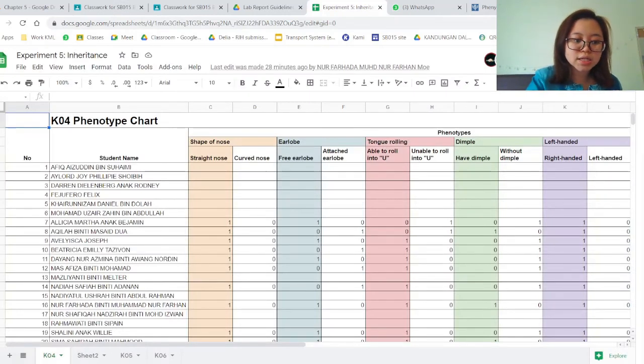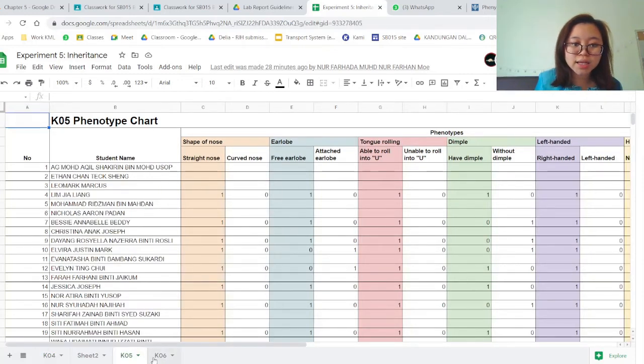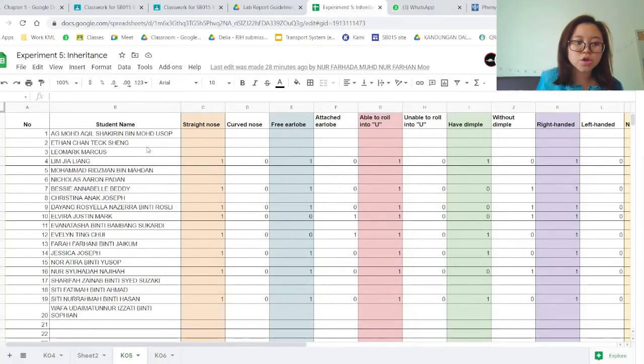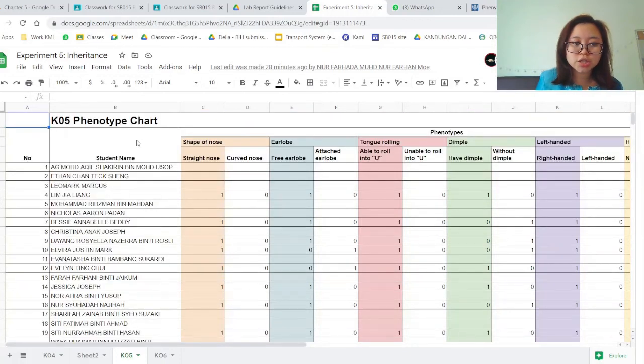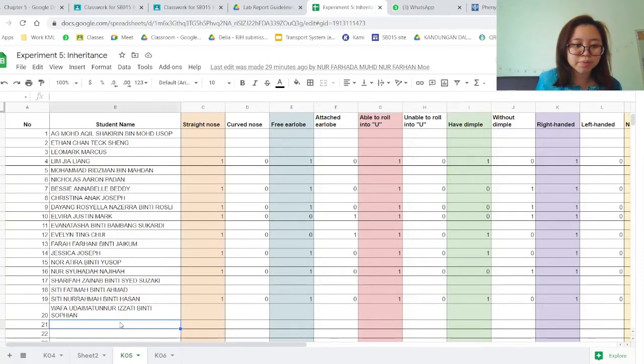So this is the survey. This is what the sheet looks like. Akan ada sheet untuk K04, K05, dan K06. Saya akan guna contoh untuk K05. So, when you get to the sheet, find your class, don't disturb the other classes, and find your name. Contoh macam di sini, okay, a few people have already filled in their phenotypes and a few people haven't. I'm going to try and put my name here just as an example.